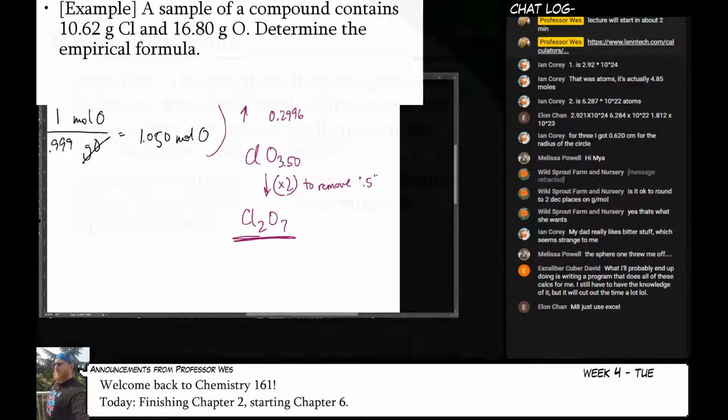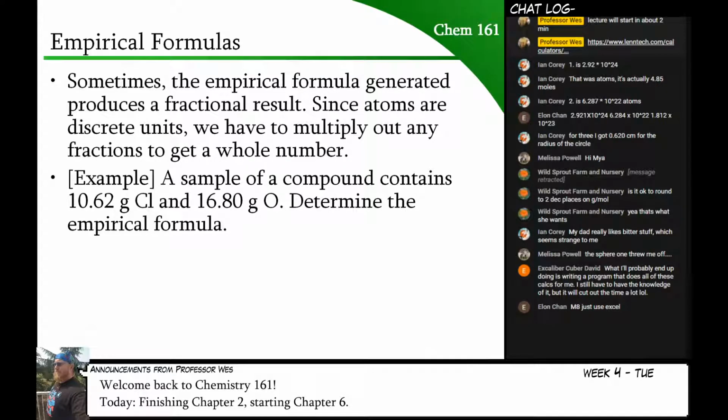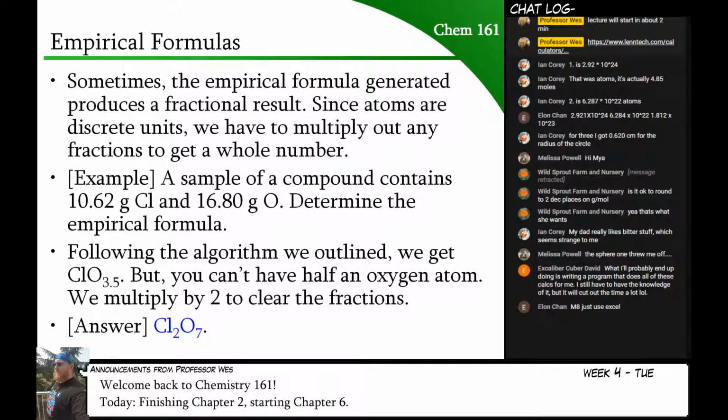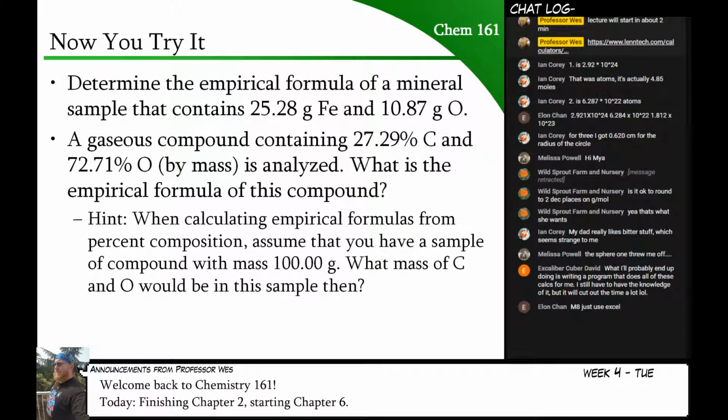So now that you've seen these... Oops, it didn't advance because I got to click there. Now you've seen these, go ahead and try one for yourself. Or try two, actually. In the first problem, I want you to tell me the empirical formula of this sample of mineral that has 25.28 grams of iron and 10.87 grams of oxygen. Type your empirical formula into the chat when you get it.